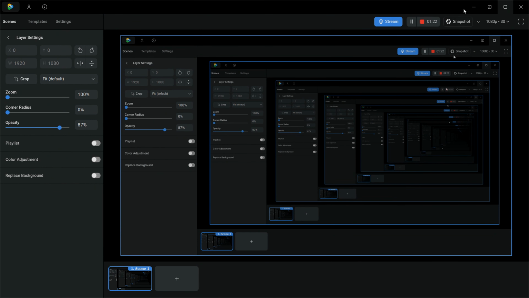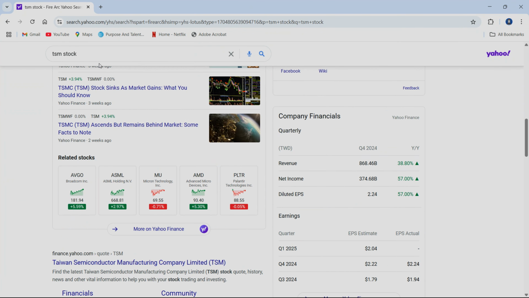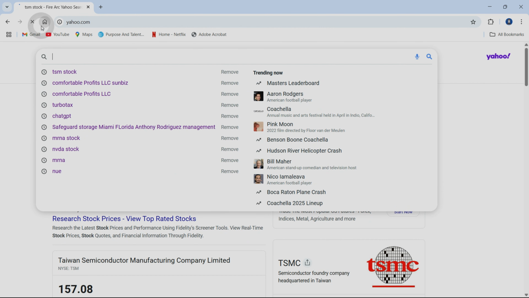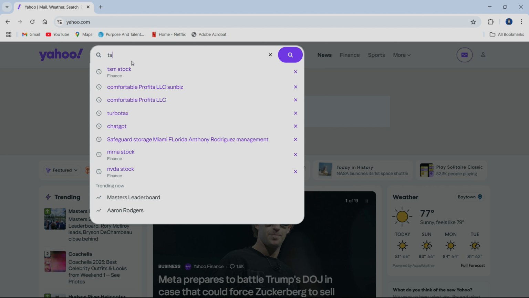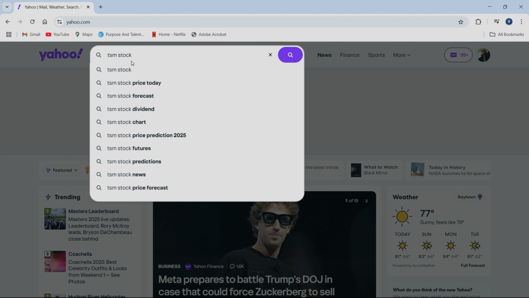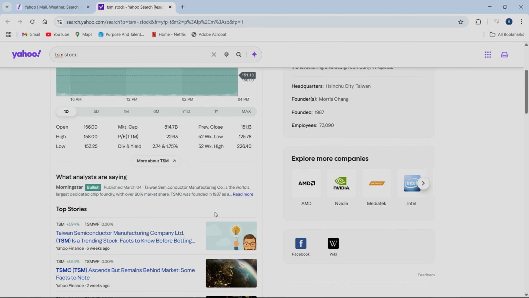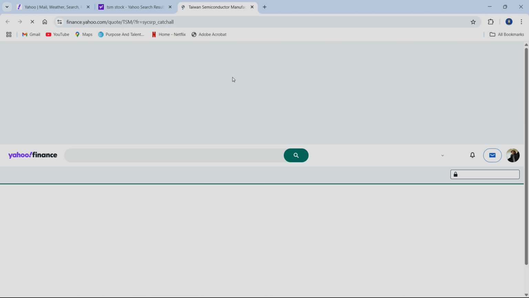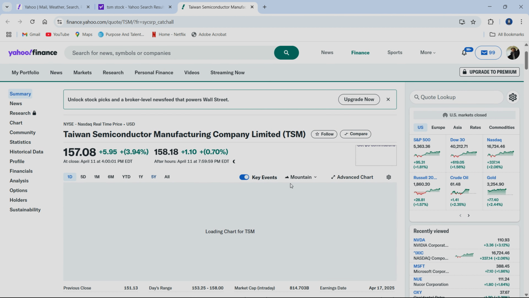Alright, so I usually go to Yahoo, it's my home page. So I'm going to go to Yahoo. I'm going to type in the last stock that I traded, and I traded a call. I'm an options trader as well as a traditional stock trader, but I did a call. So let me break this stock down for you.